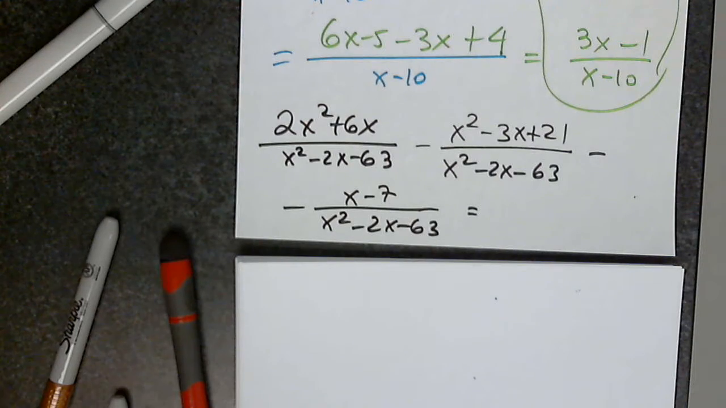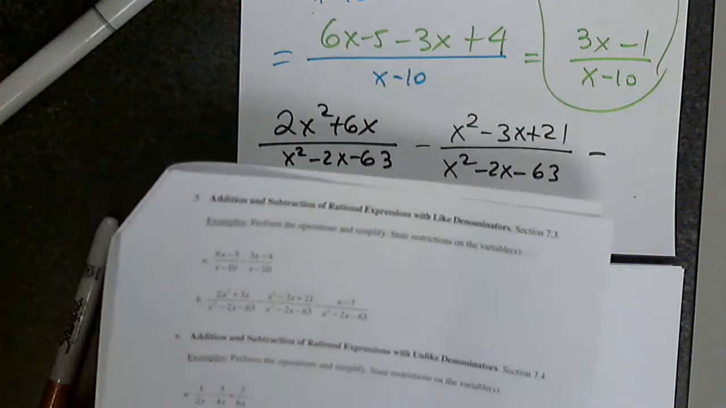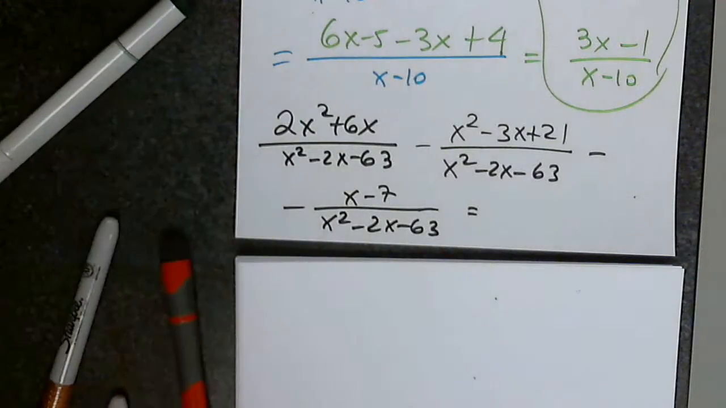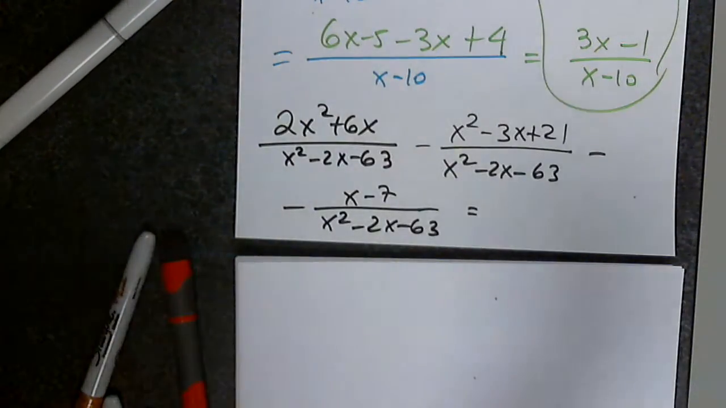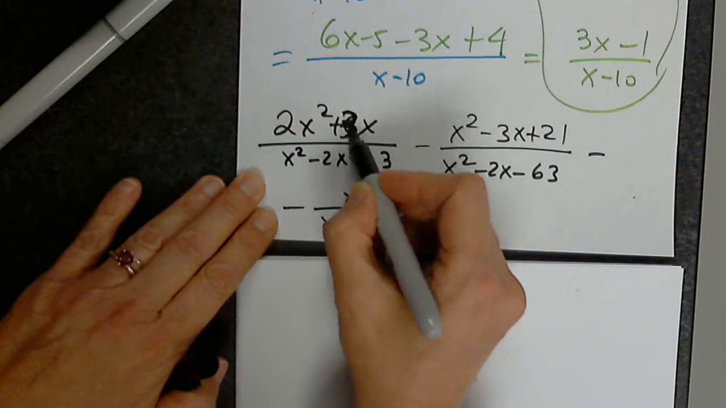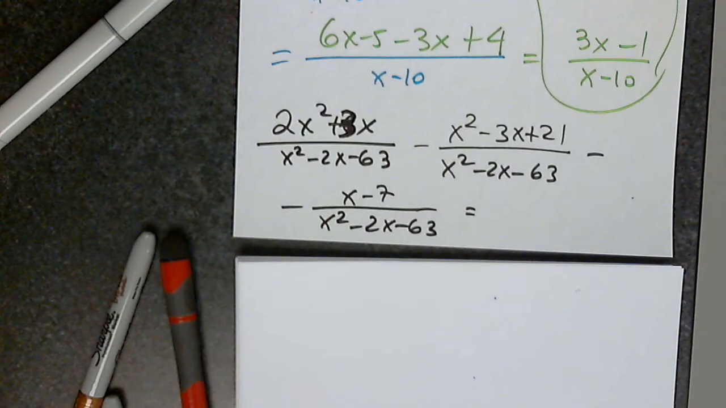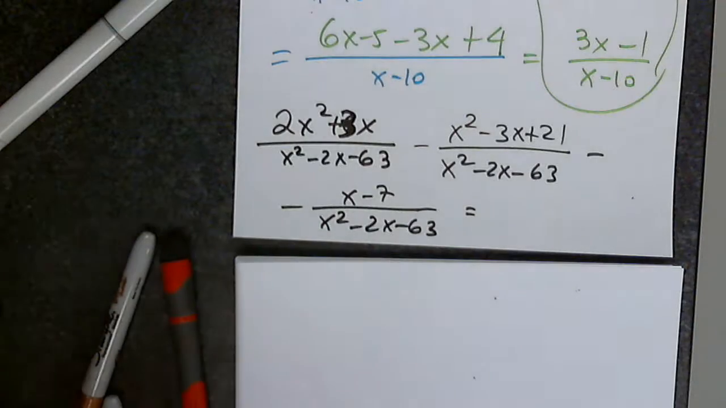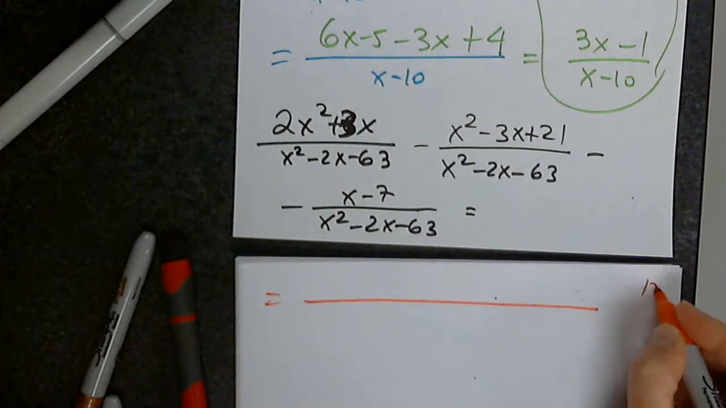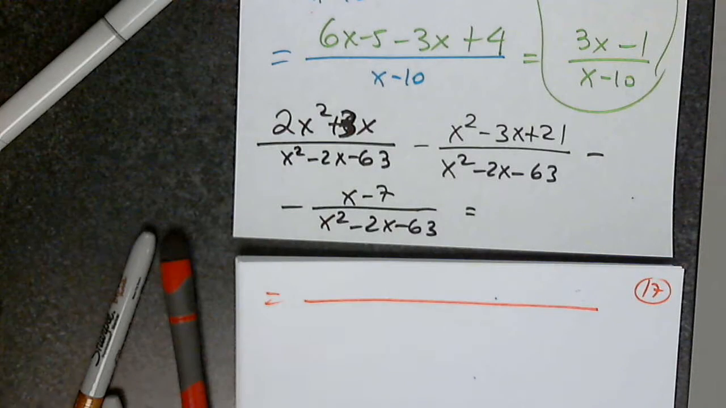So I look at this, and I realize that these three fractions have the same denominator. Therefore, I'm going to write the same denominator, but already factored.